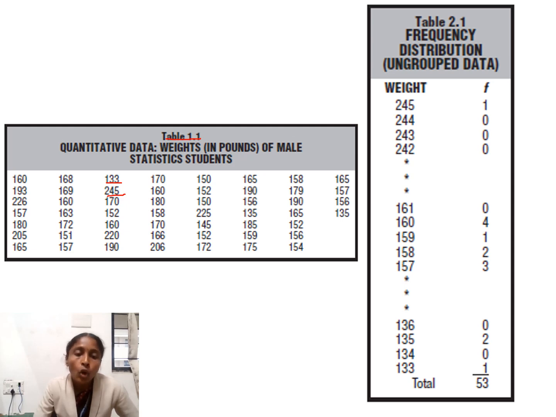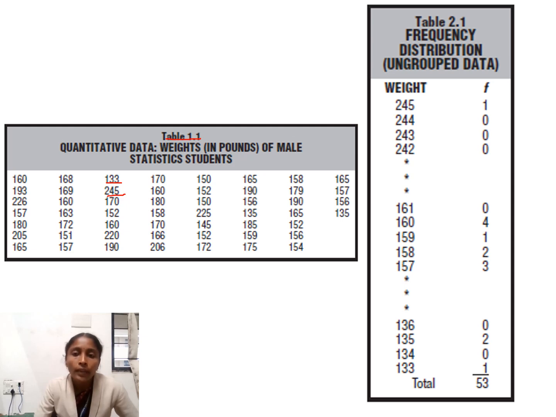Then we need to check how many times the value is present in the given data set. Here 245 is present only one time. So the occurrence of 245 is 1. We put that here, that is the frequency. The frequency of 245 is 1, that is the number of occurrences. Next we have to find for 244. 244 is not present in the given example, so the frequency is 0 here. And 243 is also not present, so the frequency is 0. 242 is also 0.